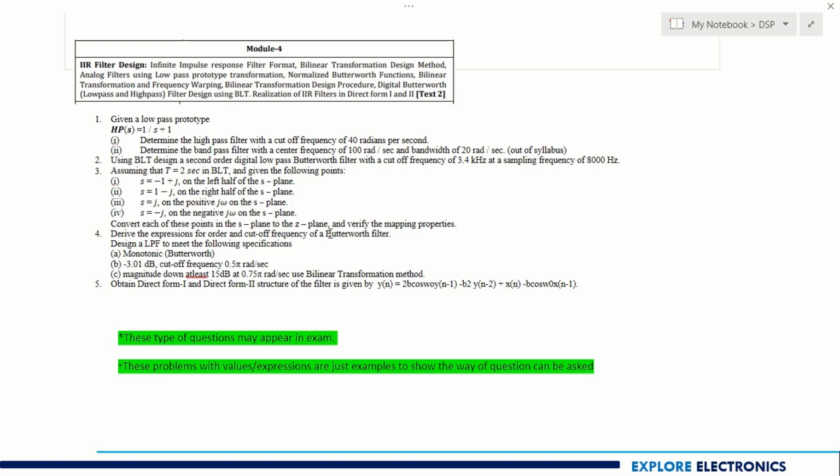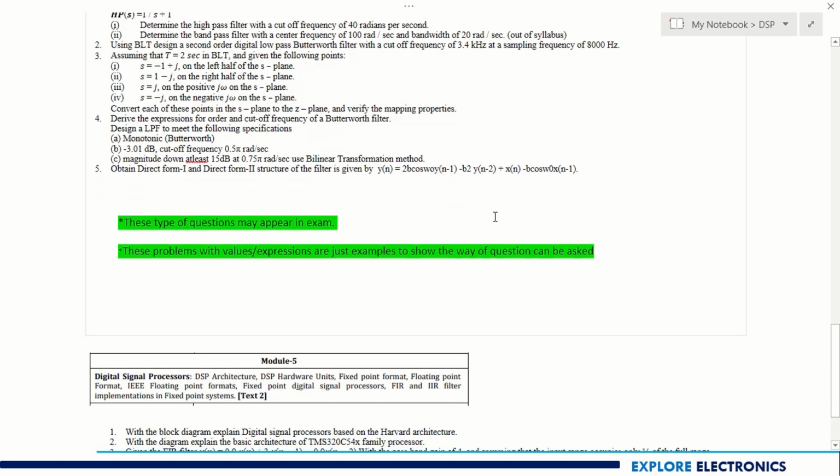Using BLT, design a second order low pass Butterworth filter with the given cutoff frequency, and the sampling frequency is 8000 Hertz. And we can also see questions 3, 4, 5. These are sample questions taken from the previous question papers or model papers. So these are the kind of questions you may get in module 4 on IIR filters.